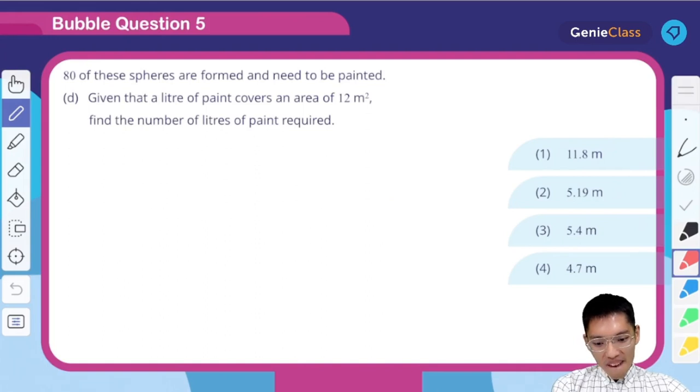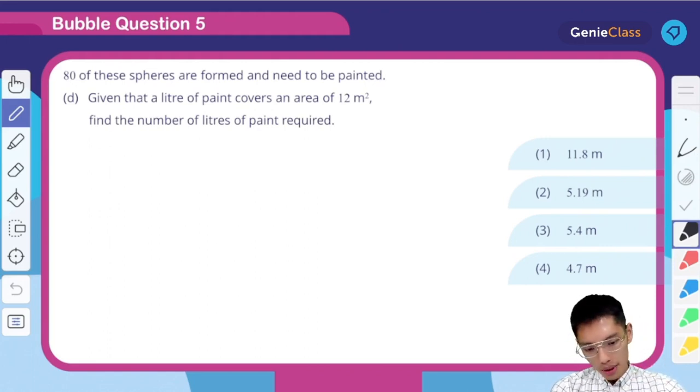Next up. 80 of these spheres need to form and need to paint. So given that a liter of paint contains this, find the number of paints required. Okay, for this, of course, you will need the previous part. So we call the big sphere.